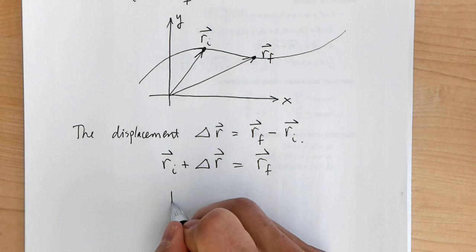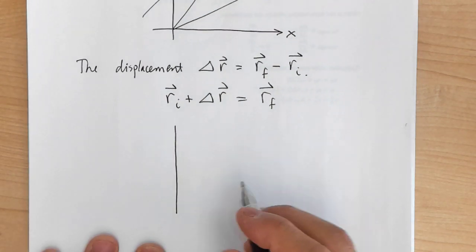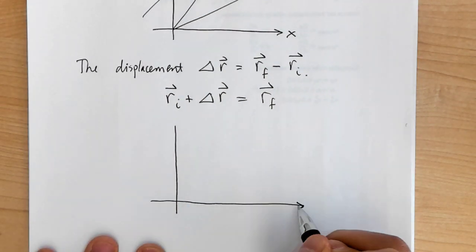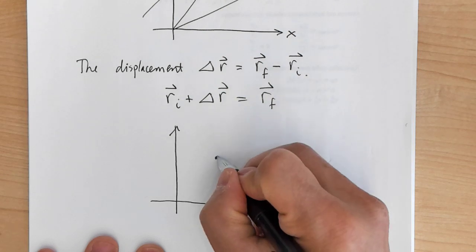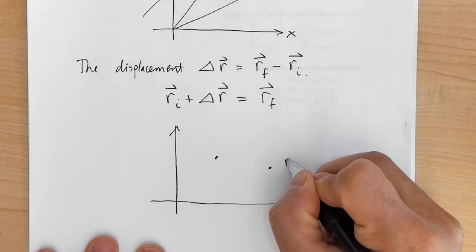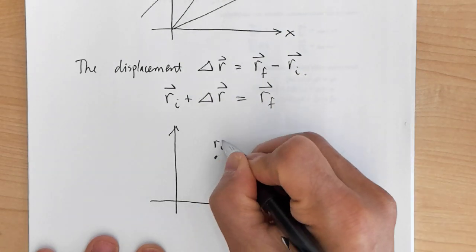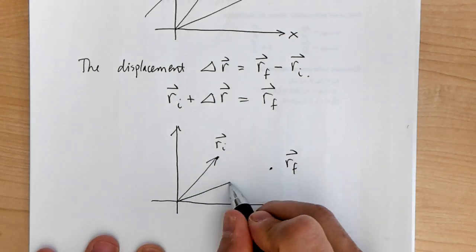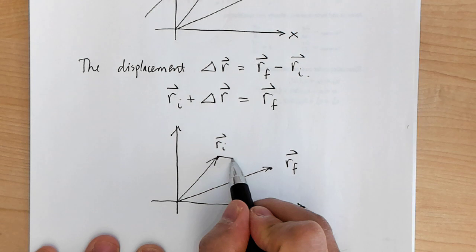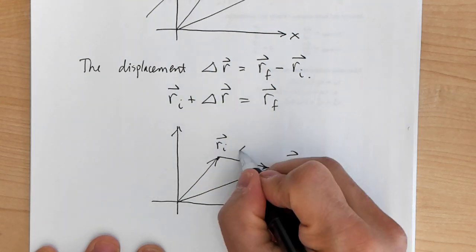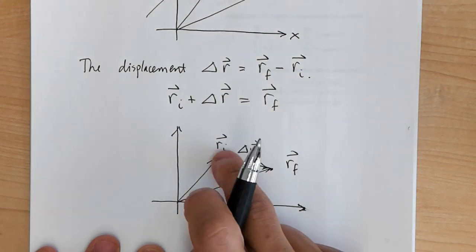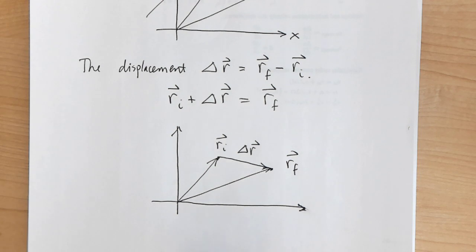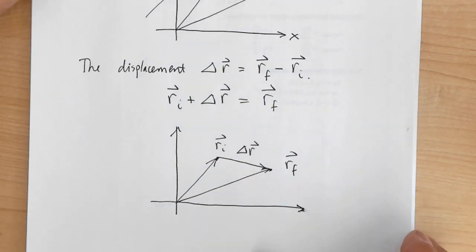Okay, so if I think of it that way, I have my positions. Here's my Ri, here's my Rf, and then delta R is the additional piece I add to Ri to get Rf. So you already know this. It's just good to review that.